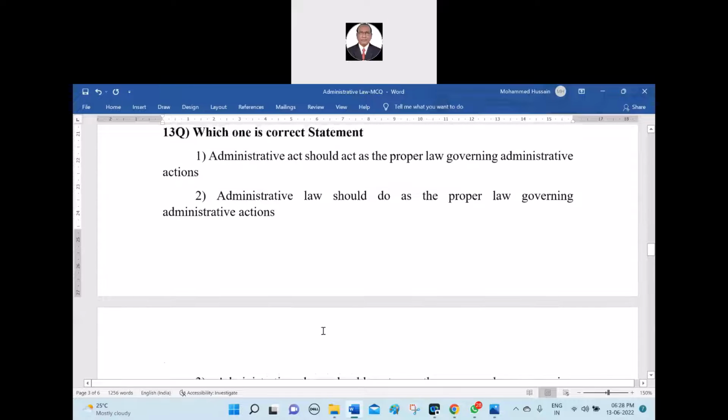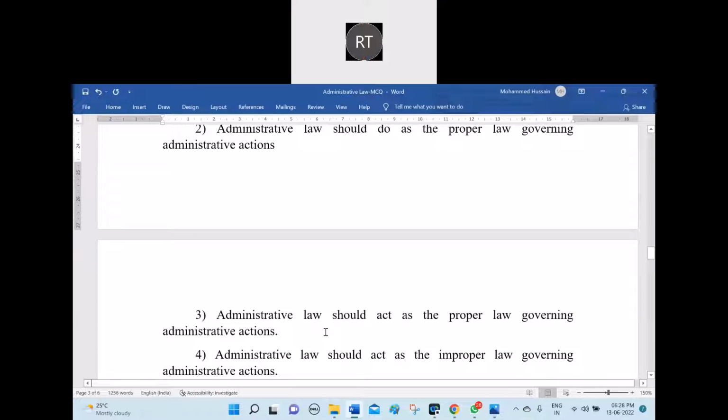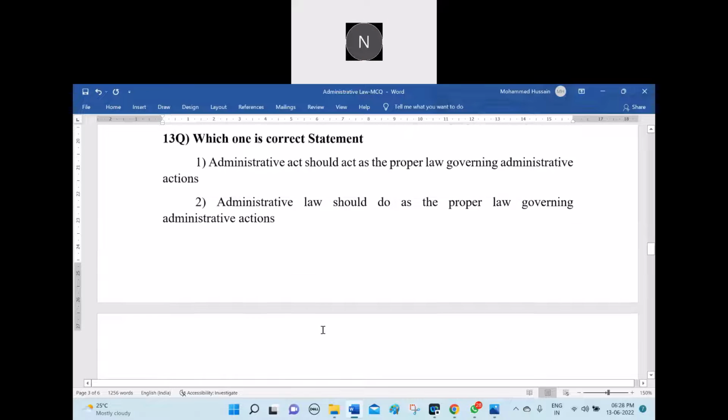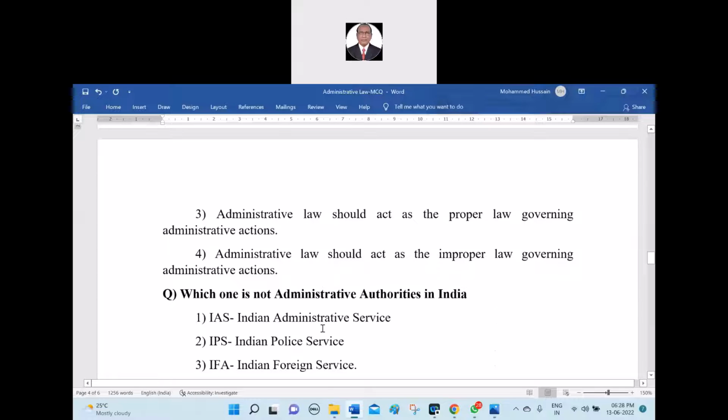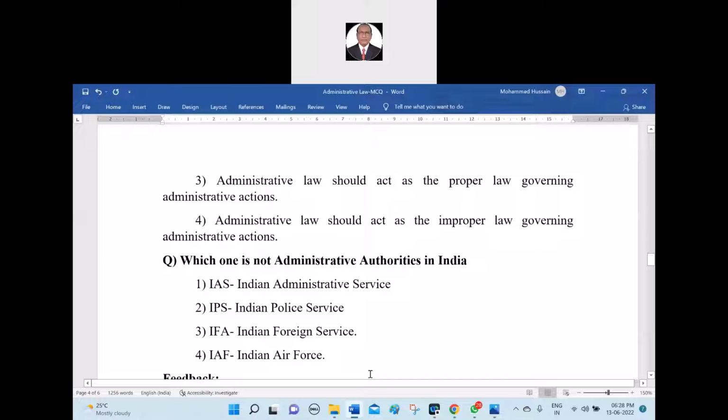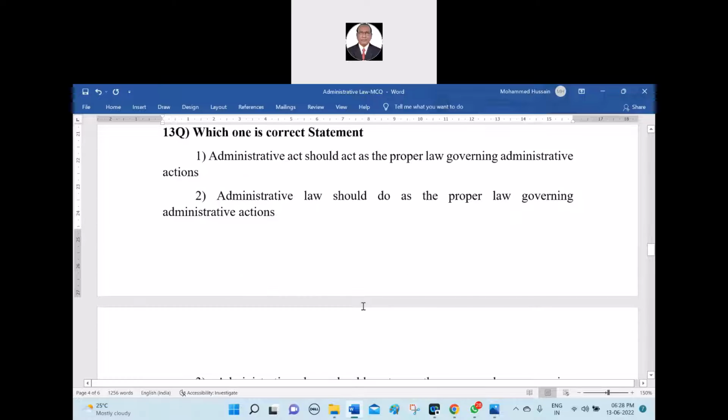Number 3 is the right answer. Administrative law should act as the proper law governing the administrative action. That is the correct answer. In the other two, I made mistakes here and there, and that's why they are false. Yes, anyone can unmute and read question number 14.